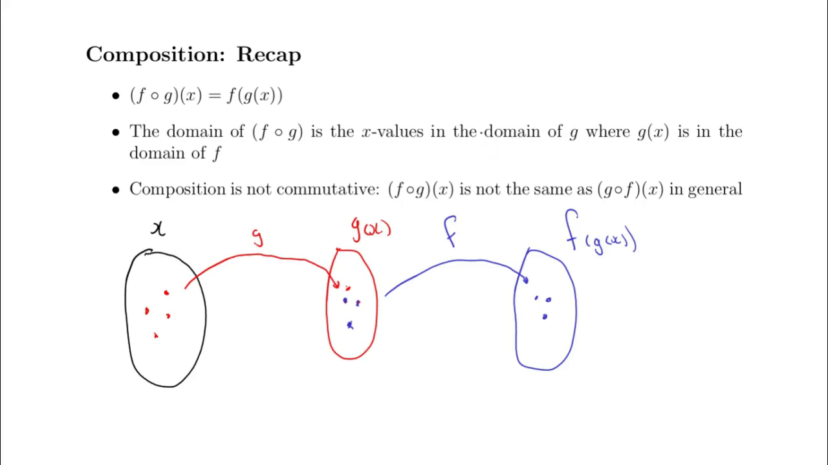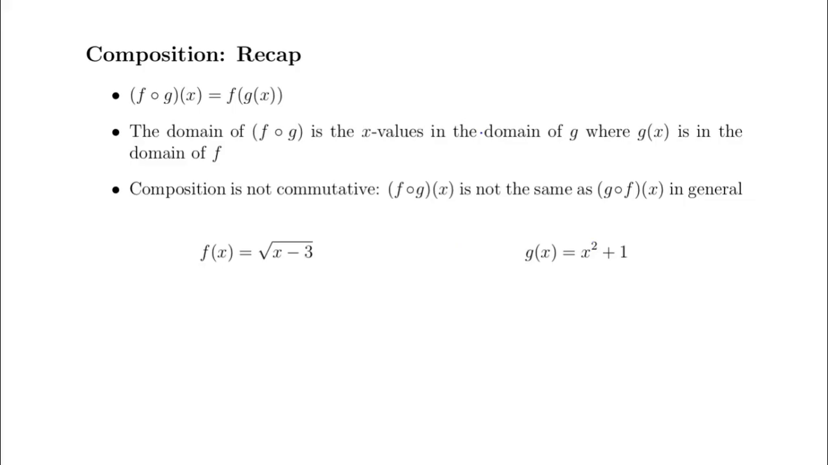Another thing to note is that composition is not commutative. F composed with g of x is not the same thing as g composed with f of x in general. It's like subtraction and division, where the order really does matter. For addition and multiplication, order doesn't matter. We can multiply or add things in whatever order we'd like, and it's always the same. For composition, that's not necessarily true.